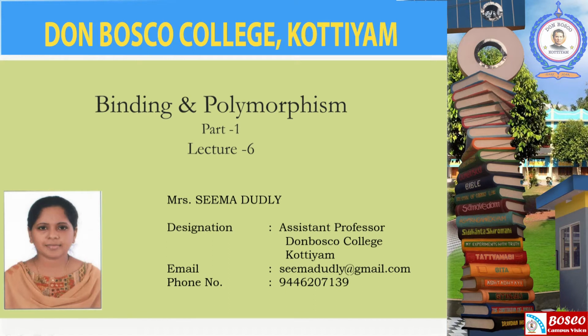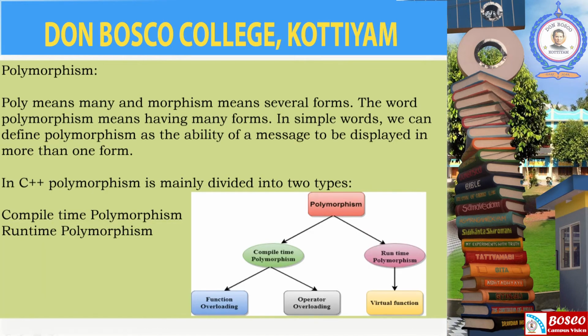Today we will continue with the topic binding and polymorphism. Poly means many and morphism means several forms. So the word polymorphism means having many forms. And we can define this polymorphism as the ability of a message to be displayed in more than one form.